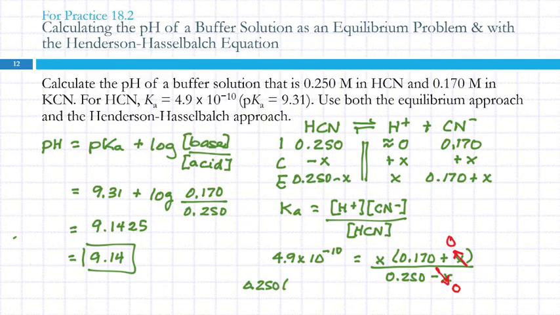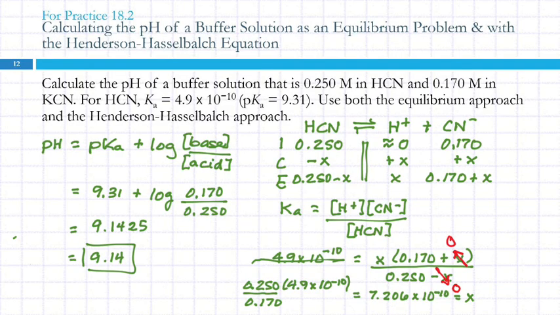So I've got 0.250 times 4.9 times 10 to the minus 10 over 0.170. That's 7.206 times 10 to the minus 10. So that is our x.